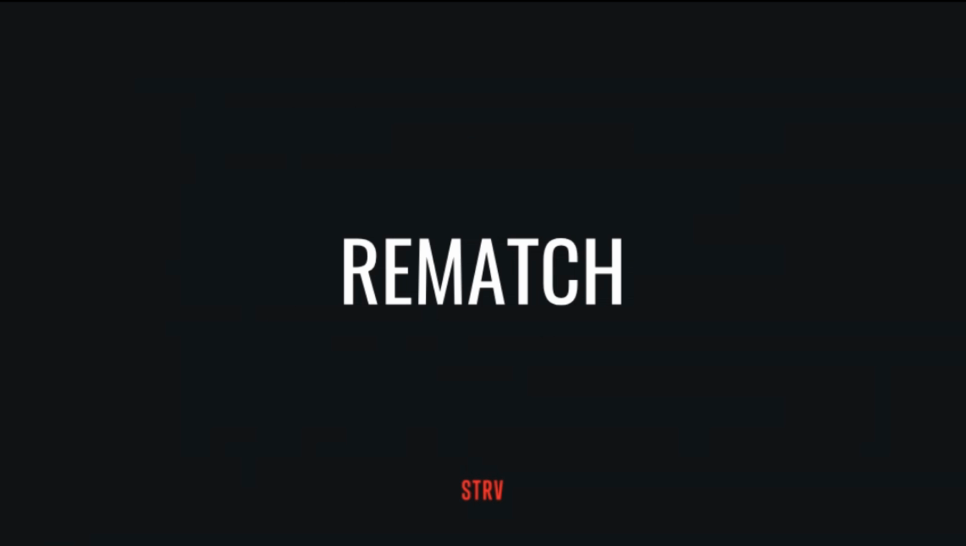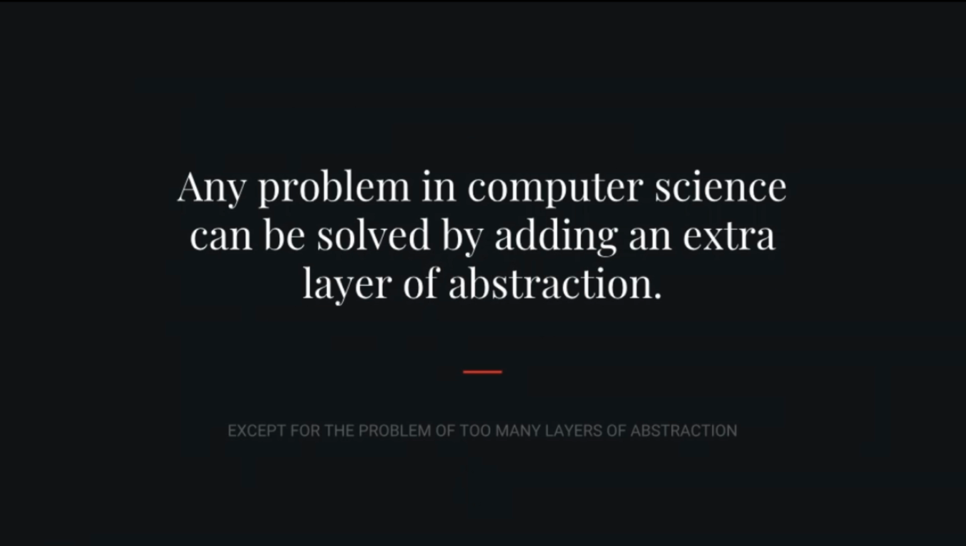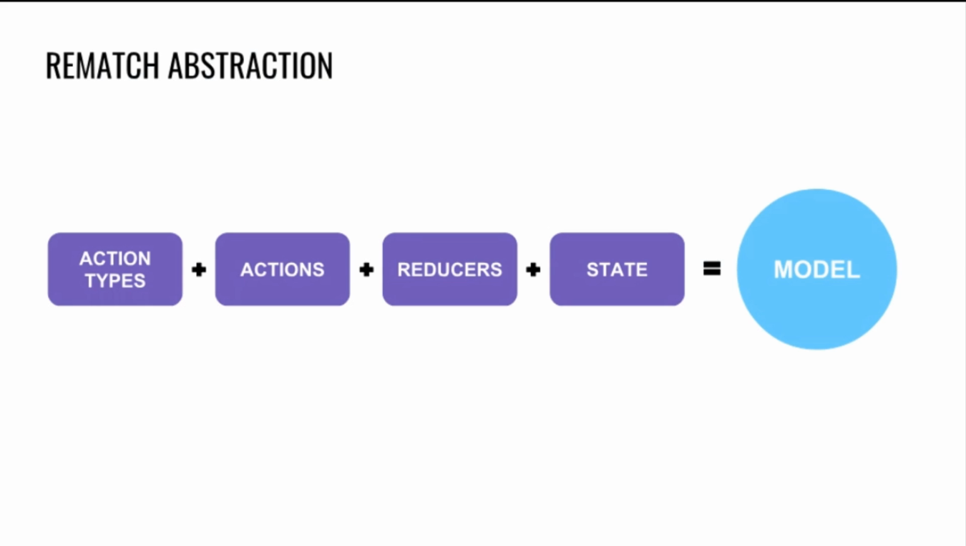So there is this great quote I like, and it says that any problem in computer science can be solved by adding an extra layer of abstraction, except for the problem of having too many layers of abstraction. And this is pretty much what Rematch does. It takes all the tiny details of Redux, action types, actions, reducers, and state, and hides them behind a simple yet powerful abstraction that is called a model. And you can think of a model as basically a piece of state along with functions that update the state.